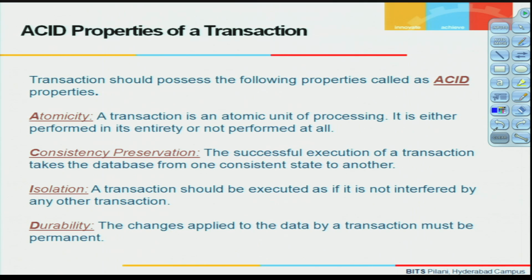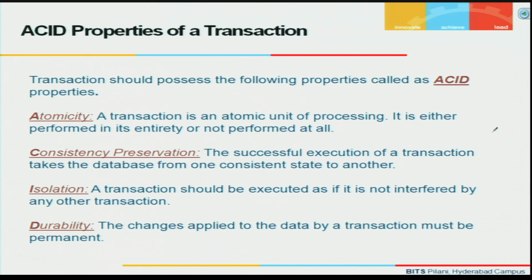Now, what are the basic properties of a transaction? A transaction should possess the following properties, which are shortly called ACID properties. A stands for atomicity, C stands for consistency preservation, I stands for isolation, D stands for durability. Atomicity means a transaction is an atomic unit of processing. It is either performed in its entirety or not done at all. That we have seen in the previous discussion.